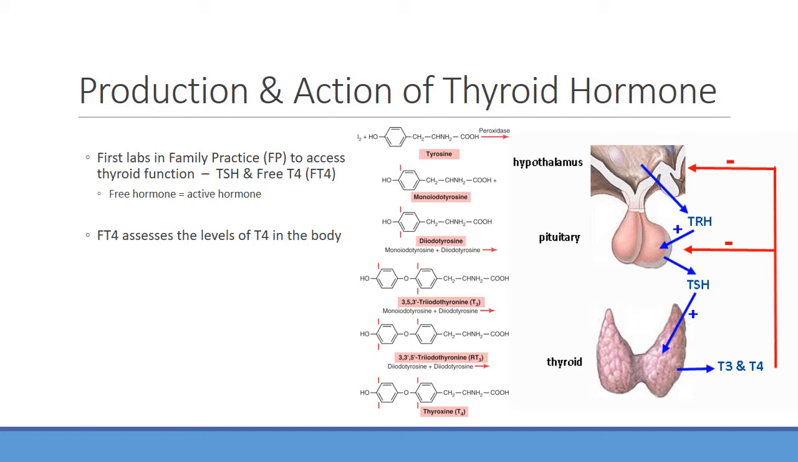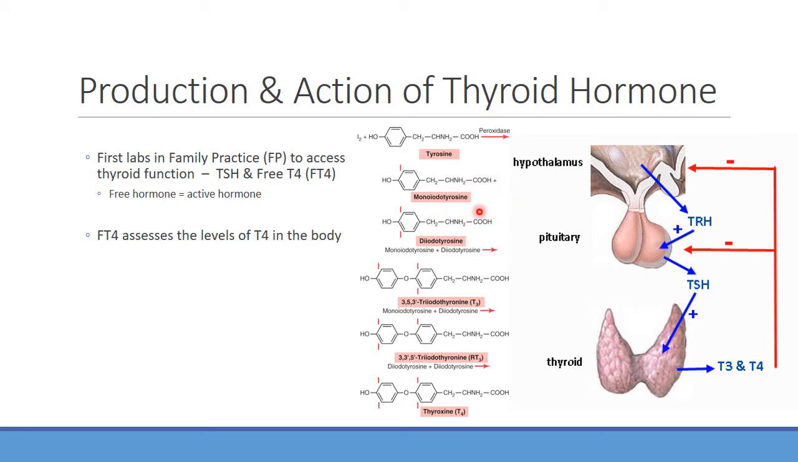So, all right, we're going to continue on with our talk of the thyroid. This is the general process we see occurring with production. We mentioned tyrosine being one of the precursors for thyroid hormone. This gets acted on by this peroxidase enzyme, and then you end up with either monoiodotyrosine or diiodotyrosine. This is where iodine gets involved.